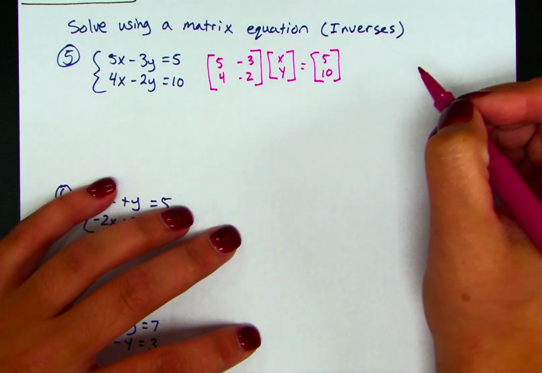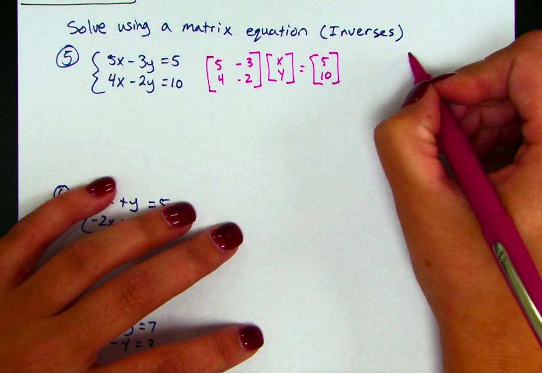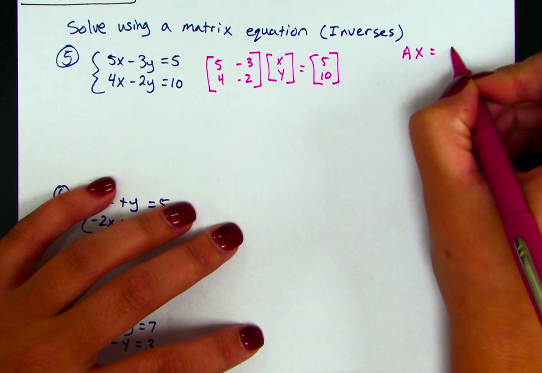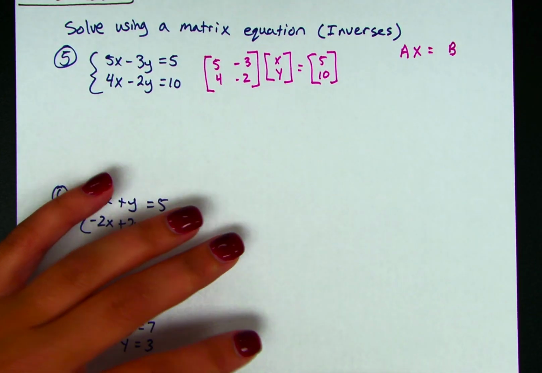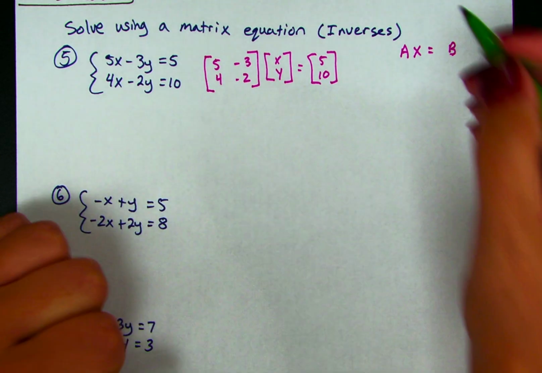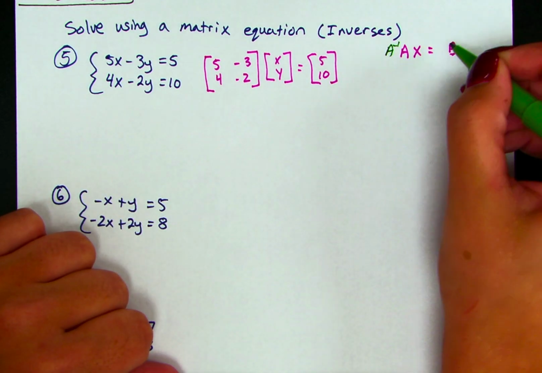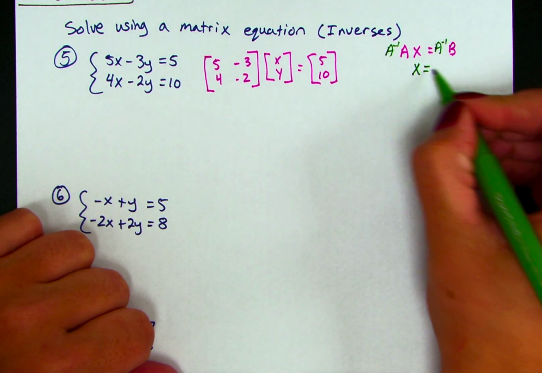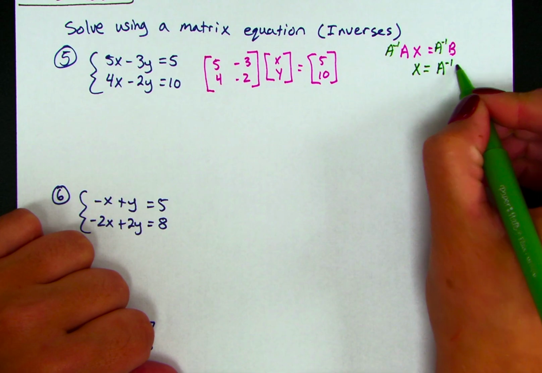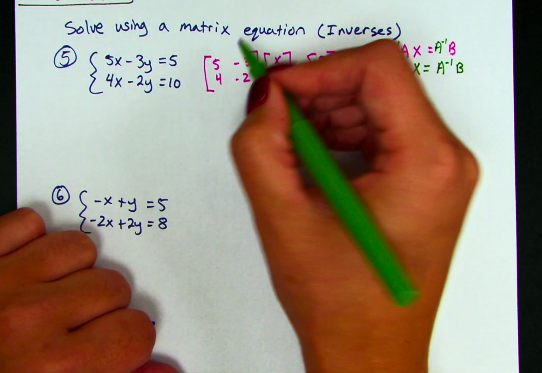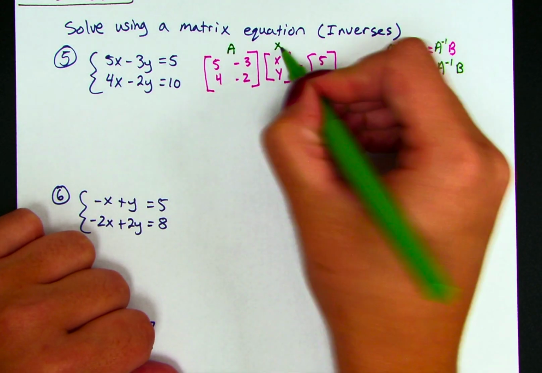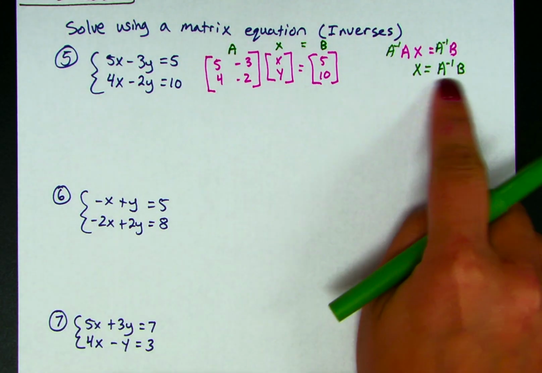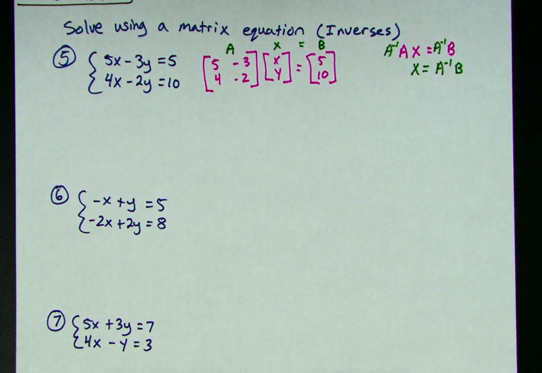Okay, so now remember, every time that we are doing this, we want to think of it as matrix A times X equals our matrix B. And then to get the X by itself, we are multiplying both sides by the inverse of A. So that means that X will always be equal to the inverse of A times matrix B. And this is our matrix A, our X, and our B. I'm applying this rule every single time for these.